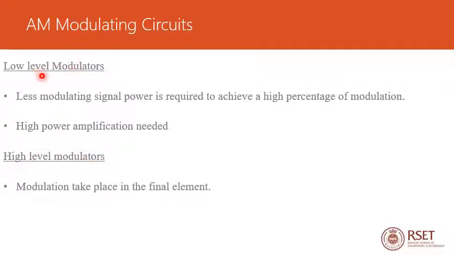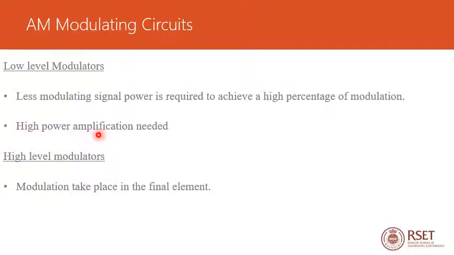With low level modulation, the modulation takes place prior to the output element of the final stage of the transmitter. In other words, it is prior to the collector of the output transistor. Because of that, it requires very little modulating signal power to achieve a very high percentage of modulation. One drawback of this low level modulator is that it requires very high power amplification before the transmission of the signal.